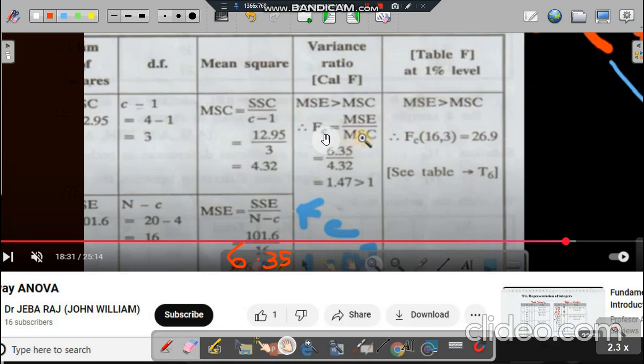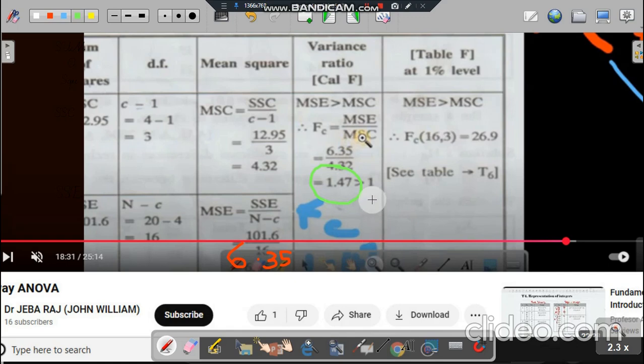The calculated value of F is nothing but the greater of MSE and MSC divided by the smaller. You compare the two values, write the greater number in the numerator and the smaller number in the denominator, divide them, and you get 1.47. This is called the calculated value of F. So 1.47 is the calculated value.